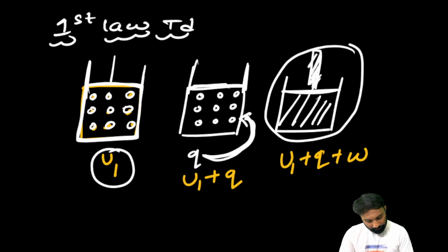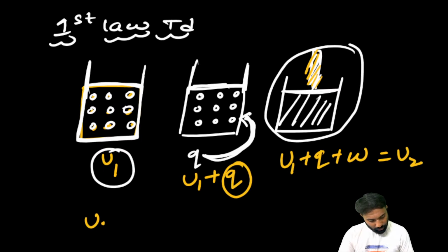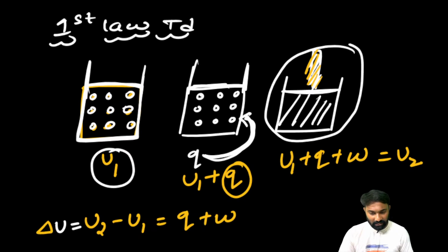Now the system initially has the U1 internal energy. After U1, with the heat I changed the internal energy. After that, with the work I changed the internal energy. Now this is the final internal energy of my system, U2. If I send that U1 to the left hand side, U2 minus U1 is equal to Q plus W. Now U2 minus U1, can I write it as the change in internal energy, delta U?